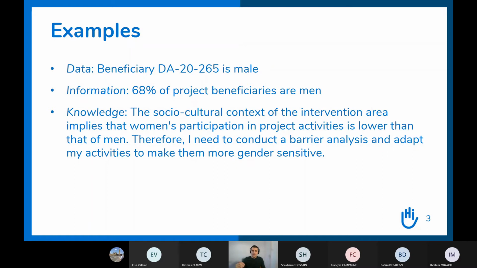So it's just an example, but this is the way you can do it, starting from raw data, then converting it into information, and then adding some understanding of the context to create some knowledge and then some action for your project. So I hope it's all clear for you.